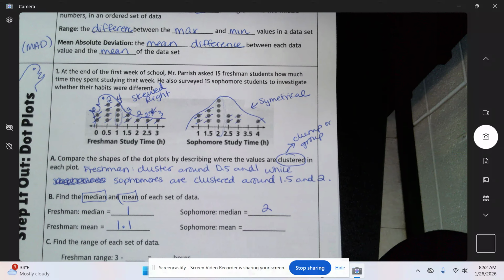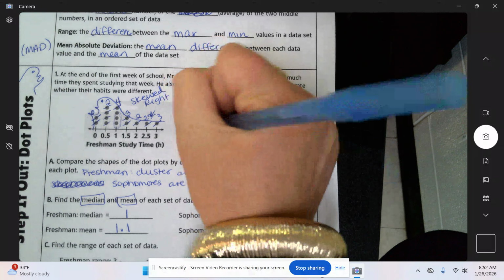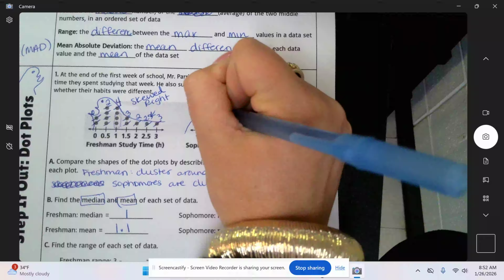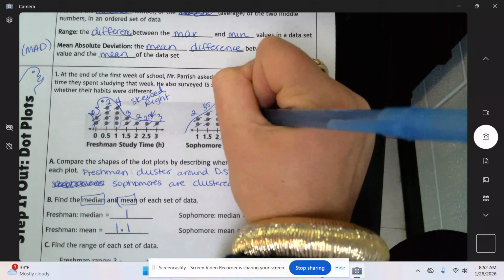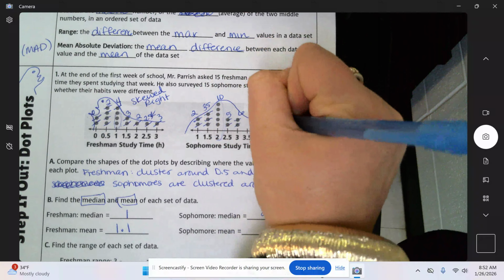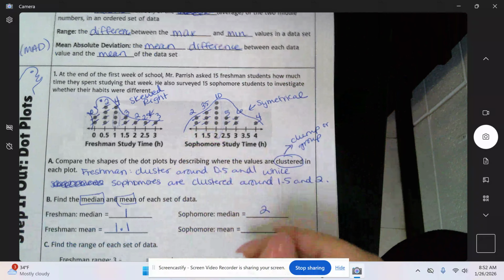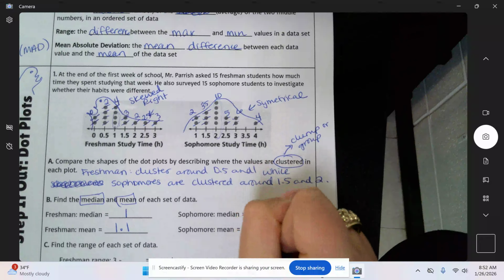Do the same thing for the sophomores. This adds to be 2. This is 3 and a half. 10. 5. 6. 4. Add it all up and divide, and you'll end up with 2.1.